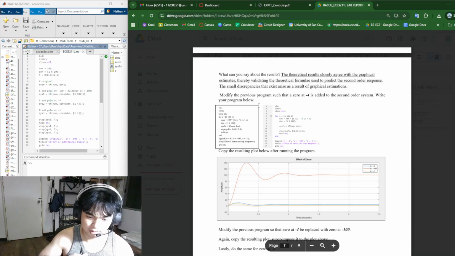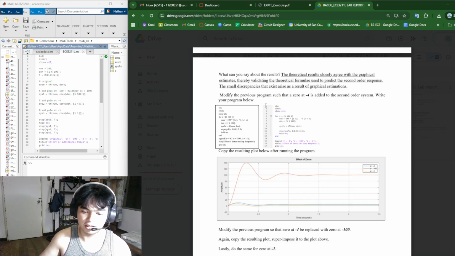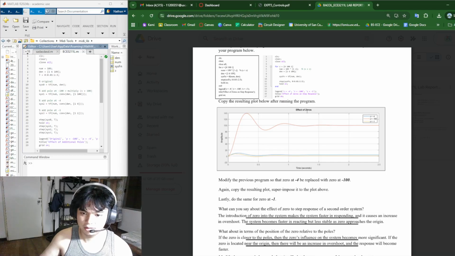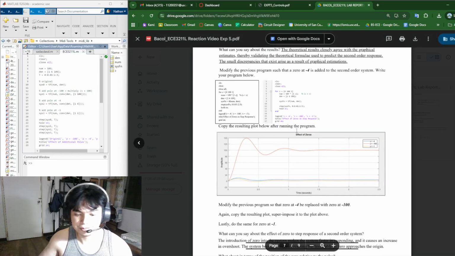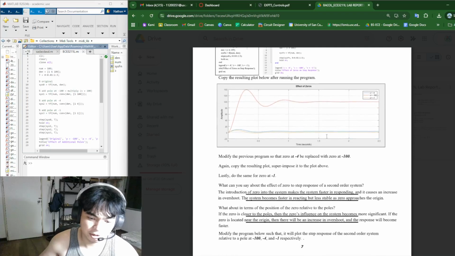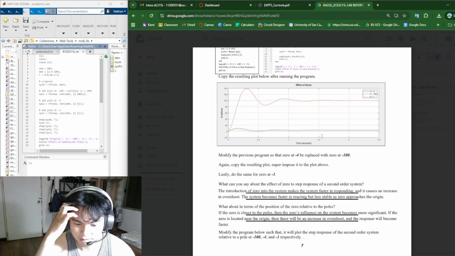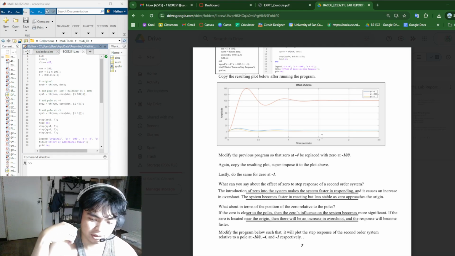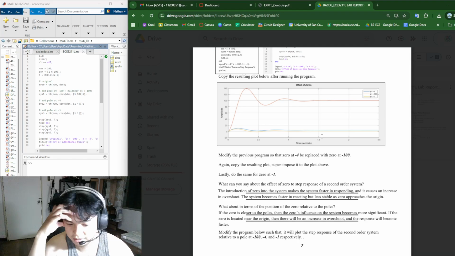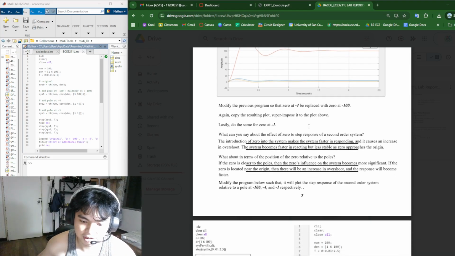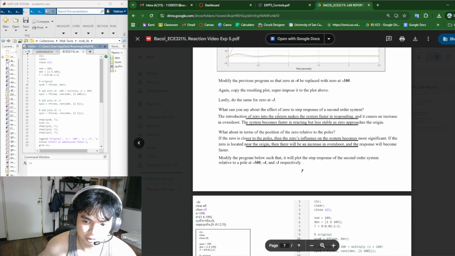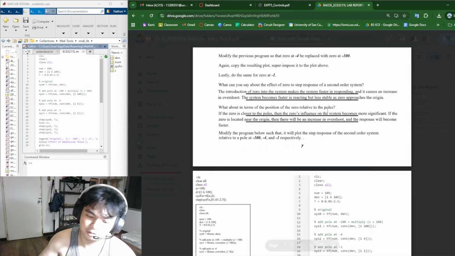And here in this part, zeros were added at -4 and -100, also -1. And the observation here is that adding a zero actually makes the system faster, but it also increases the overshoot. And if the zero is closer to the origin, its effect gets stronger. So basically the zeros improve speed but also reduce stability.